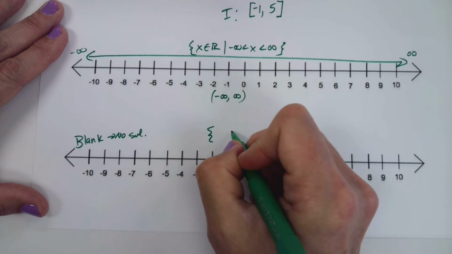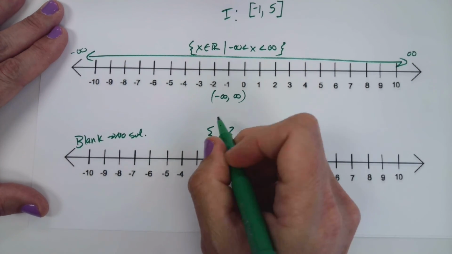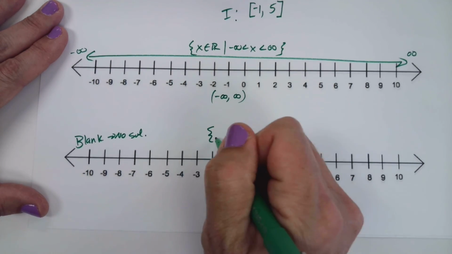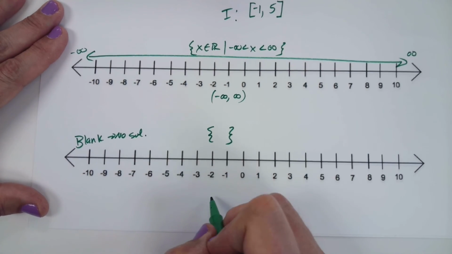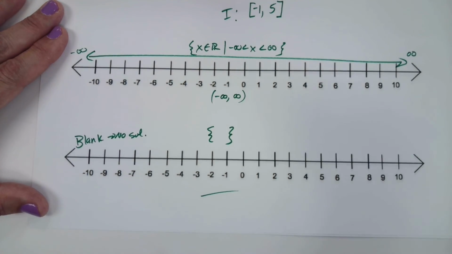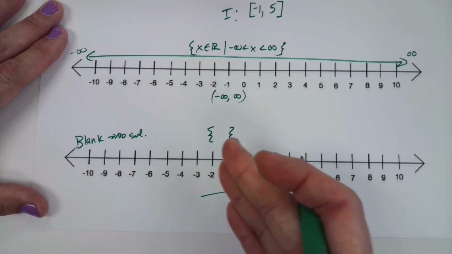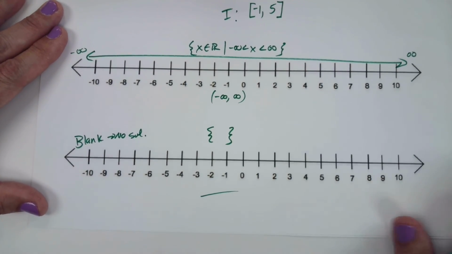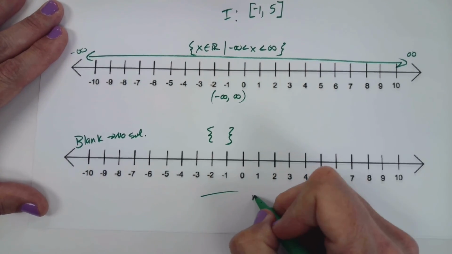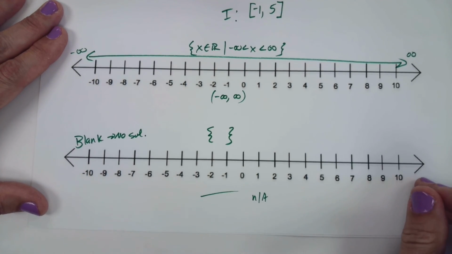All right, and then blank, no solution, means this. Set notation would be an empty set, so literally nothing. X is not even a real number, like there's no answer. And for interval notation, there just is no interval notation for that because you need something to write and there's nothing to write, so it's just not applicable. You can put NA or something if you want.